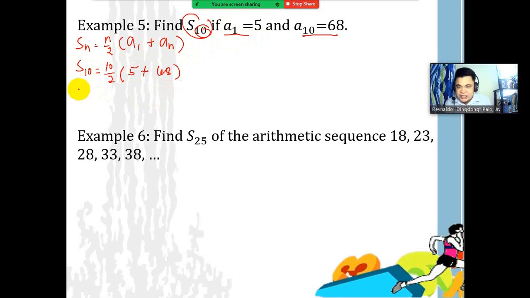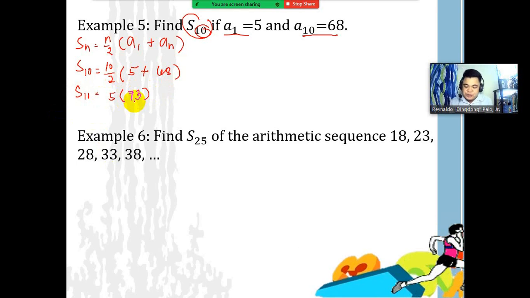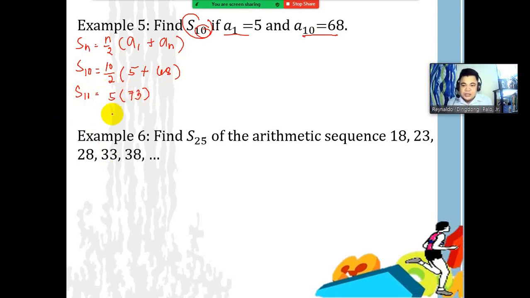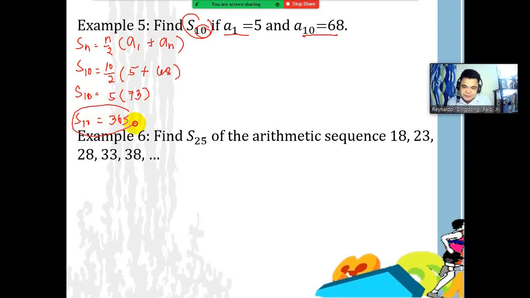Then, of course, let us simplify. S sub 10 equals 10 over 2, which is 5. Then 5 plus 68 is 73. Then for the final thing, just multiply 5 times 73. So the sum of the 10 terms in the sequence is 365. Okay, so if we have the first and last terms, just simply use the first formula.